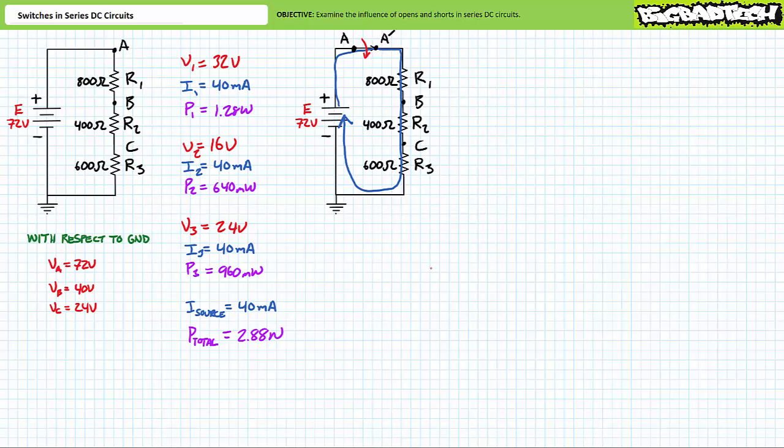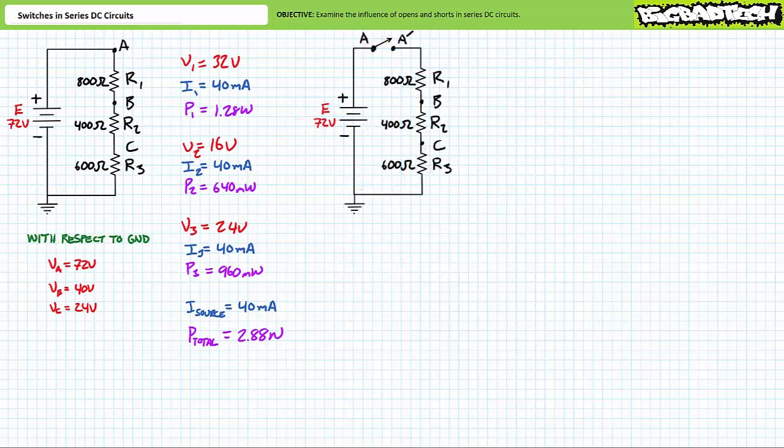Voltage is current times resistance. 40 milliamperes times 0 ohms yields a 0 volt drop. As anticipated, the voltage drop across the ideal switch is indeed 0 volts, and its presence has not influenced this system. Voltage at A with respect to ground would remain 72 volts, and given a 0 volt drop across the switch, voltage at A prime with respect to ground would also be 72 volts. All other properties remain unaffected. VB remains 40 volts and VC remains 24 volts.